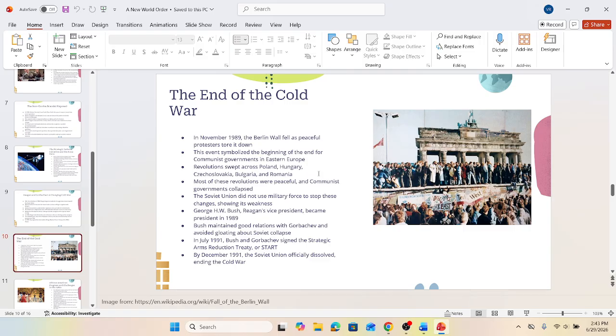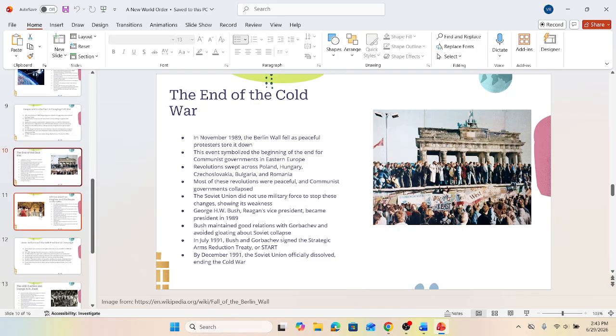And in 1991, Bush and Gorbachev signed the Strategic Arms Reduction Treaty, or START. And by December of 1991, the Soviet Union officially dissolves and essentially collapses, which marks the end of the decades-long Cold War.